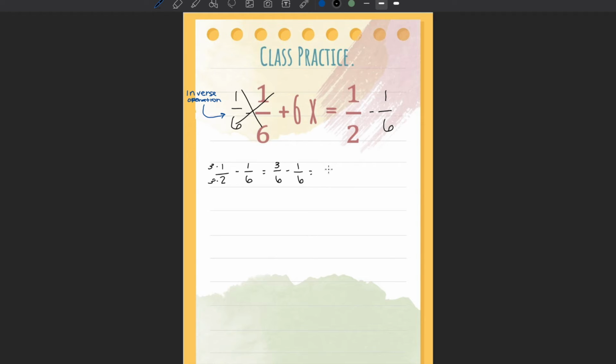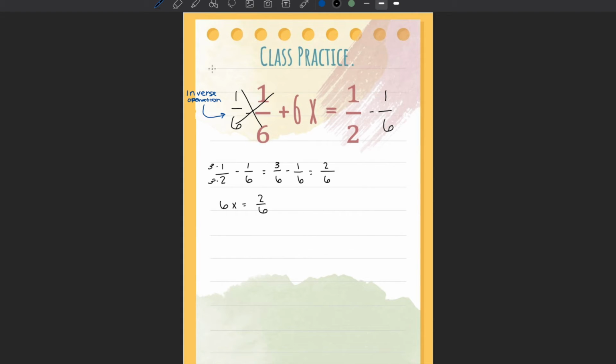So now we can subtract right across, which when we do, 3 minus 1 gives us 2, and our denominator is 6. So now we have found 2/6. Now I'm going to rewrite the rest of our equation, which was the positive 6x equals 2/6.